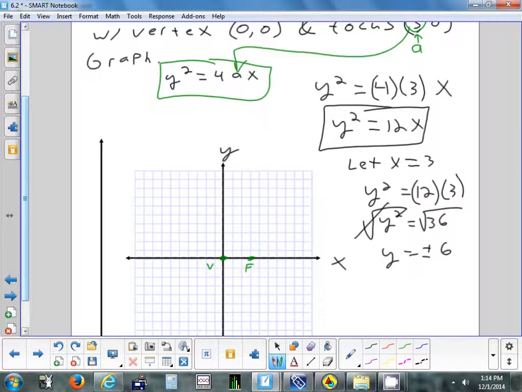So when x is 3, y is 6. So 3, 6. And when x is 3, y is also -6. That's that symmetry we talked about earlier. Okay, now sketch your parabola.